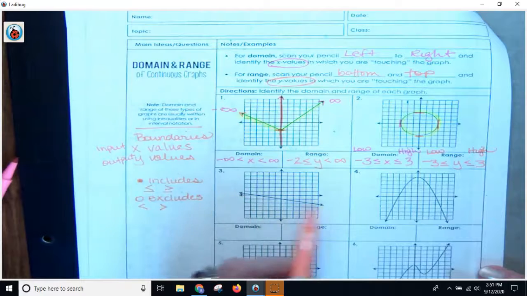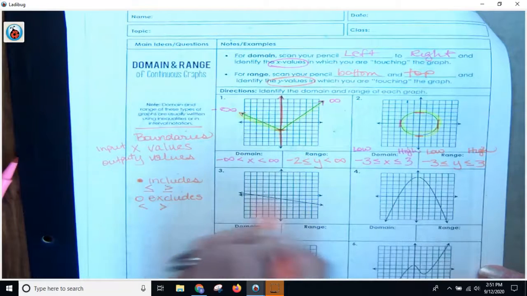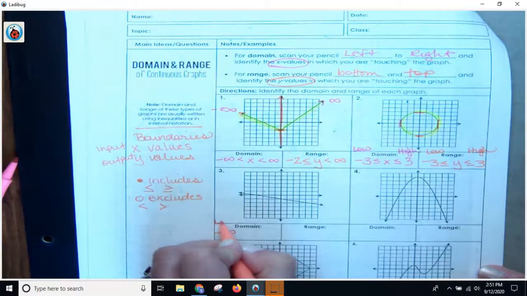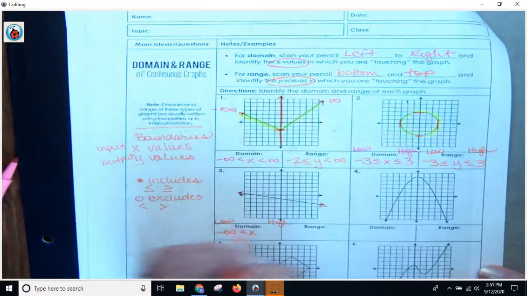All right, so in this one, it goes from -infinity. I'm going left to right. Our lowest value is -infinity. Our highest value is going to be +infinity, and I know that because of those arrows.